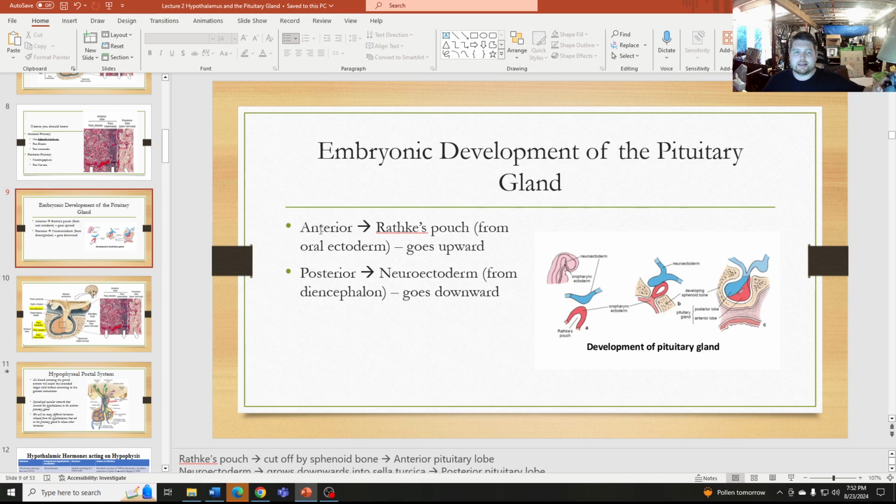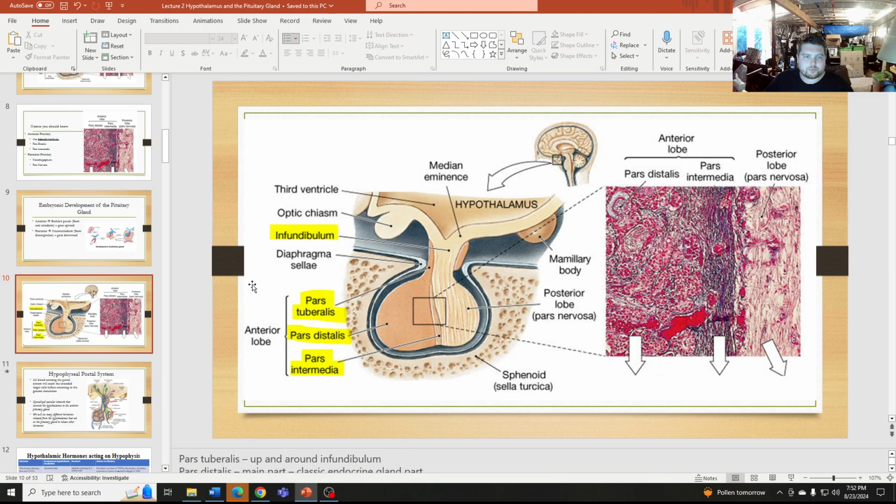Well, we want to associate the anterior pituitary with Rathke's pouch, and the posterior pituitary with the neuroectoderm, from another embryonic structure called the diencephalon. This is more just the anatomy. In this picture, you have that infundibulum, that anterior pituitary part of it.